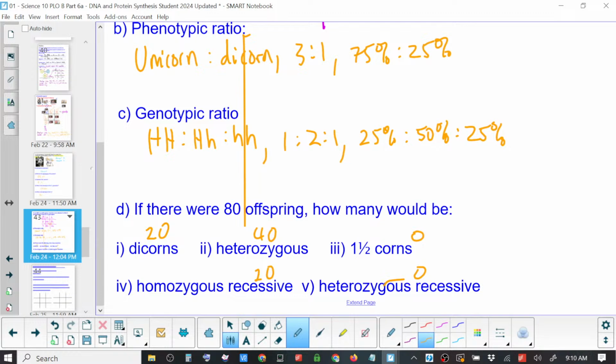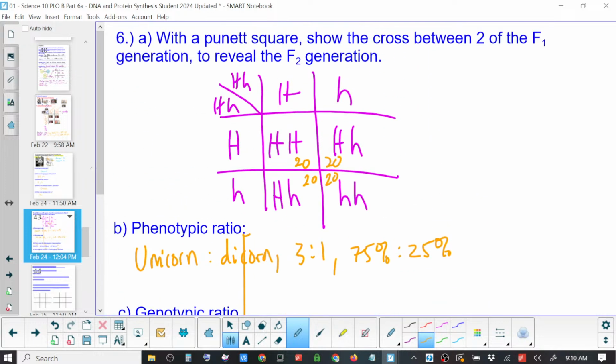So homozygous are ones that are both the same. And then of those, which one's recessive? The dicorn. So that's recessive. So how many are homozygous recessive? 20.